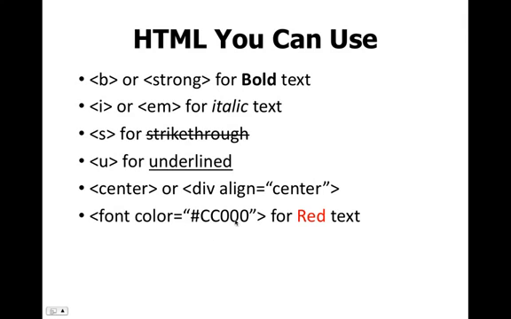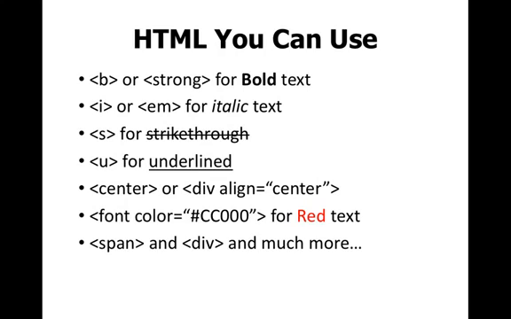You can use font colors. This particular hex code makes a red text. You can use any hex code. For example, the one I used to make it look like a link was 0, 0. It's actually missing a 0. That should be 6 here. But 0, 0, 0, 0, FF makes blue text, a standard blue text for a link. And you can use span and div tags and much more.